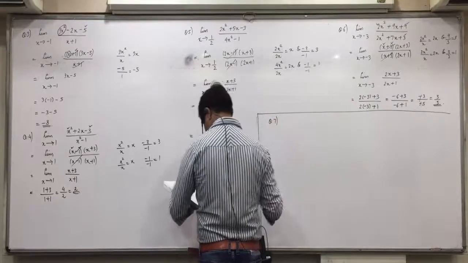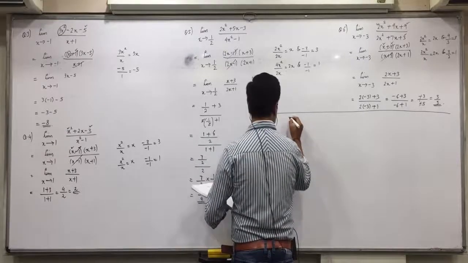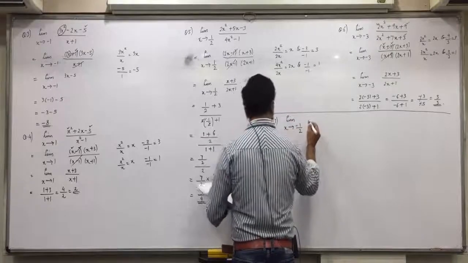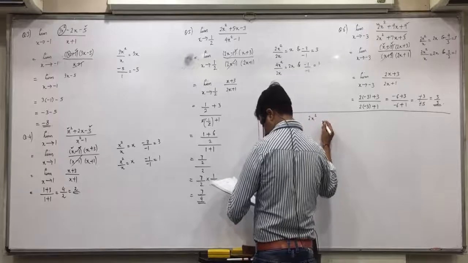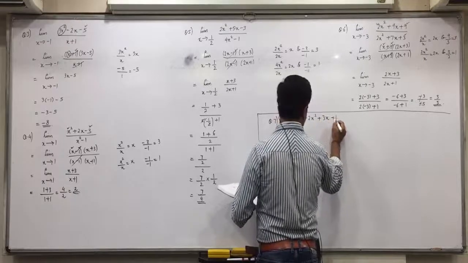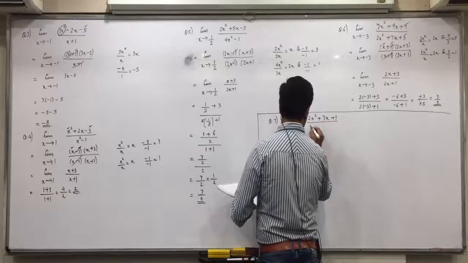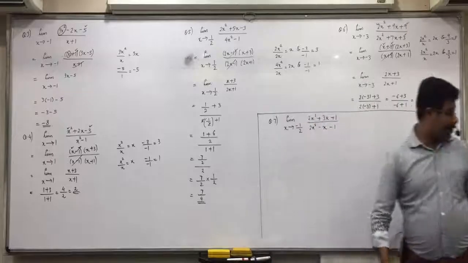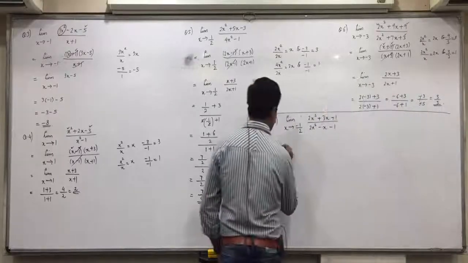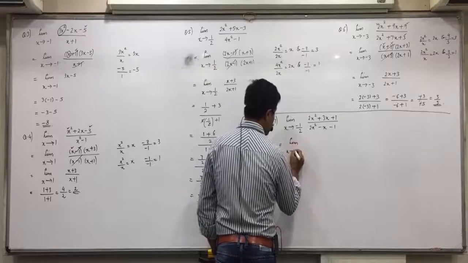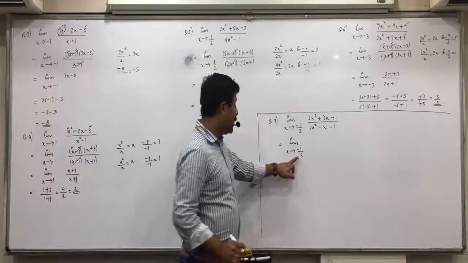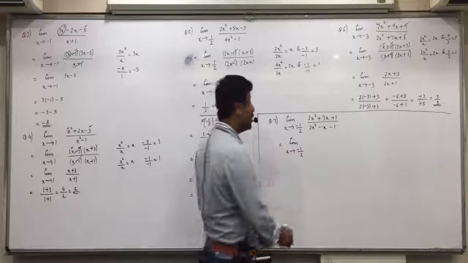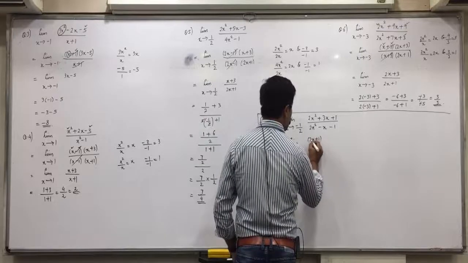Question number 7. Limit x tends to minus 1 by 2, (2x square plus 3x plus 1) divided by (2x square minus x minus 1) is equal to limit x tends to minus 1 by 2. If you bring 2 this side, then it becomes 2x, and minus minus plus. So 2x plus 1 will be the common factor.